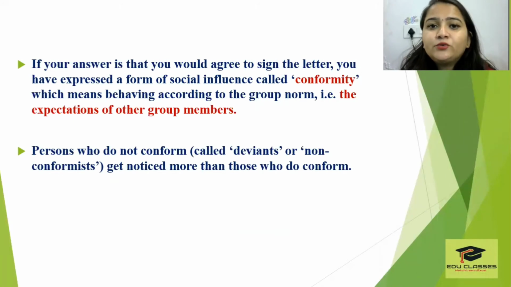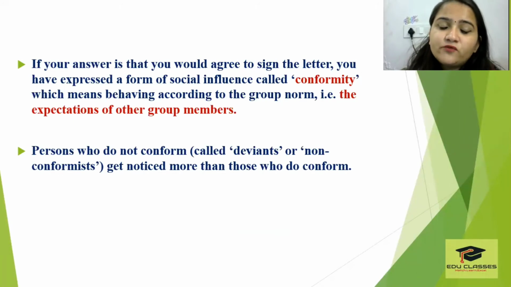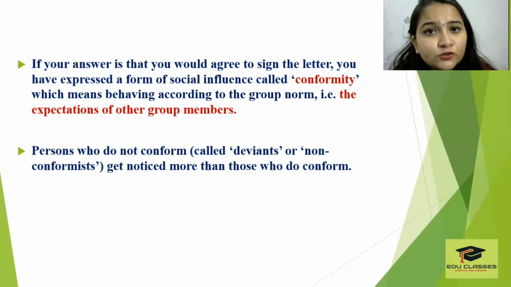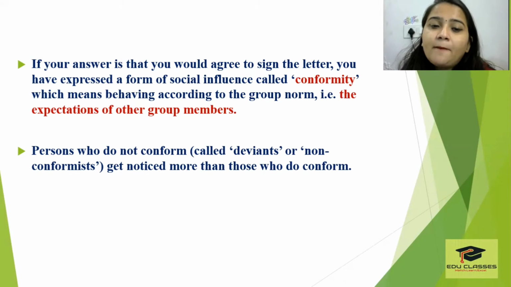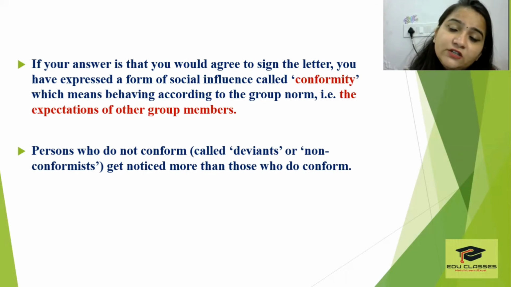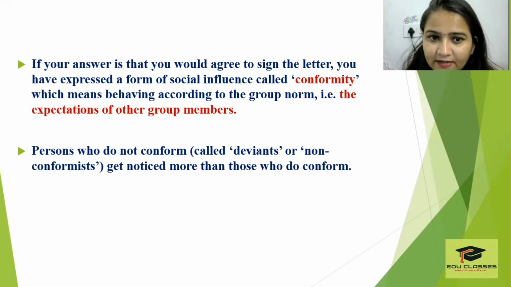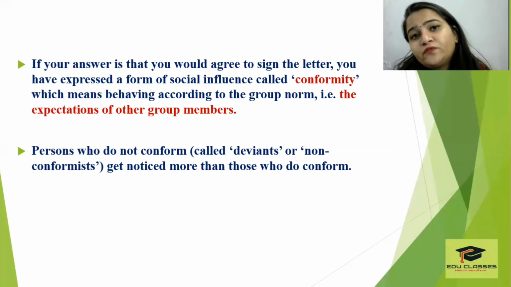If your answer is that you would agree to sign the letter, you have expressed a form of social influence called conformity. If your personal opinion is that this is not a right rule, and still you sign the letter, it means you have been socially influenced, and this process we call conformity, which means you behaved according to the group norm, that is, the expectations of other group members. You have tried to meet the expectations that they have from you, even if you don't agree with the thing, right? And this is the process of conformity.